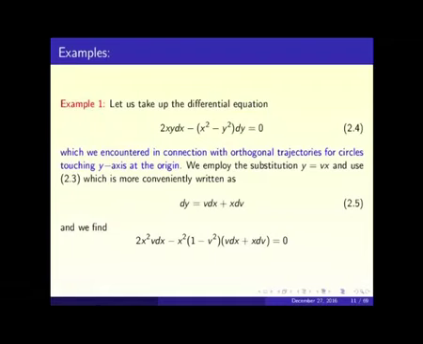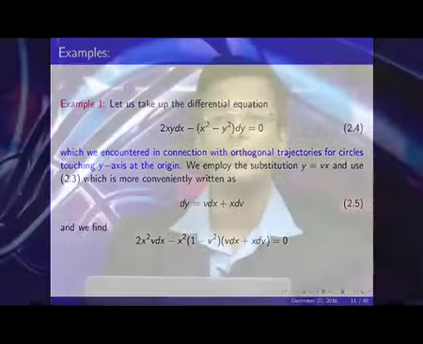The first example, 2xy dx minus (x squared minus y squared) dy equal to 0, equation 2.4. If you go back to the previous lectures, you will see that we have encountered equation 2.4. Equation 2.4 is a differential equation for the family of circles touching the x-axis at the origin. And I said you don't solve the differential equation right now, we have to wait until we move on to the chapter on homogeneous equations, and here we are. Now we are in a position to solve this differential equation 2.4.